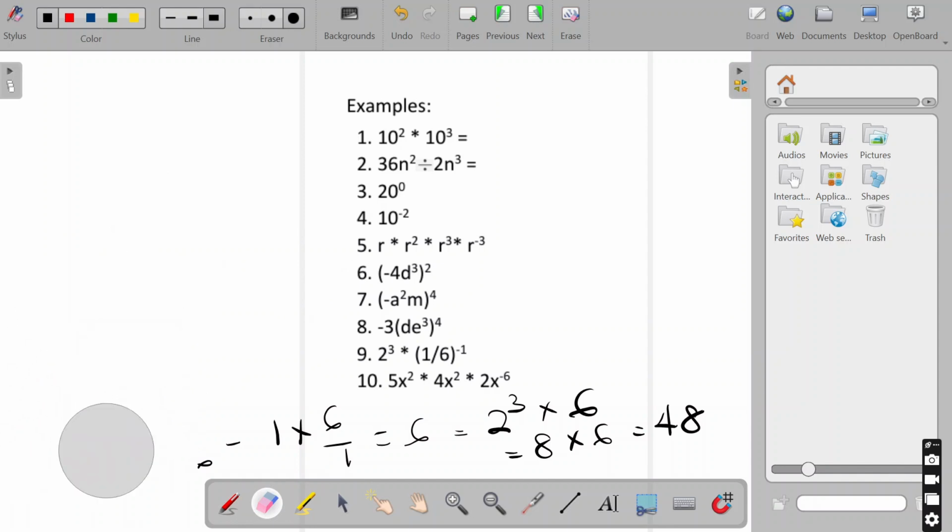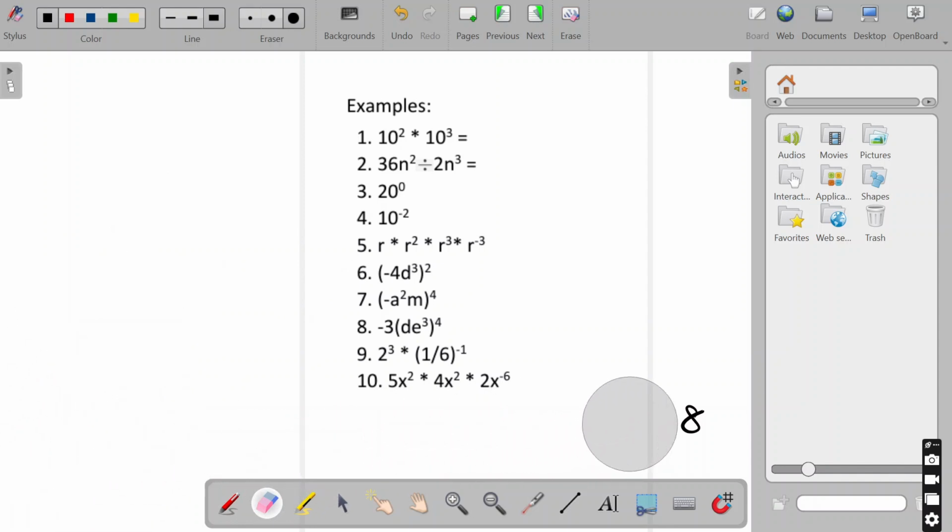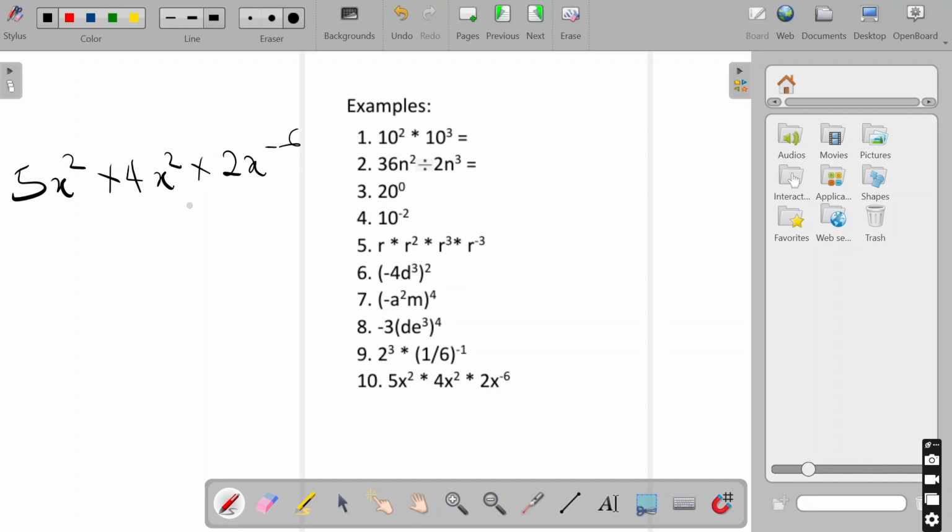So lastly, let's go to question number 10, and we'll round it up for today. We have 5x squared times 4x squared times 2x raised to the power minus 6. The coefficient means the number in front of the letters. The coefficient of the first term is 5, of the second is 4, and of x raised to the power minus 6 is 2.